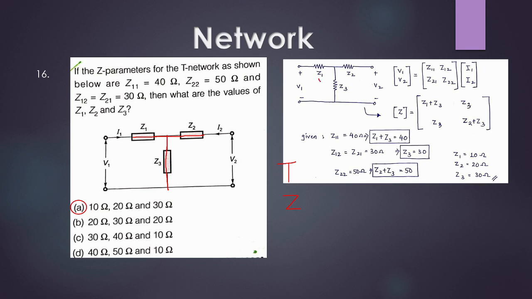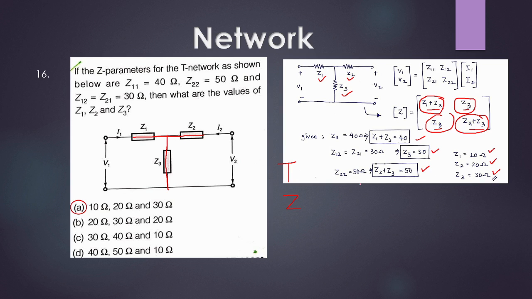If Z1, Z2 and Z3 are given, then we write V1, V2 equal to the matrix Z11, Z12, Z21, Z22 times I1, I2. We express Z11 as Z1 plus Z3, Z12 as Z3, Z21 as Z3 and Z22 as Z2 plus Z3. In the question these values are given, and we need to calculate the original values of Z1, Z2 and Z3. Given Z11 equal to 40, so Z1 plus Z3 equal to 40, Z3 is equal to 30, and Z2 plus Z3 is equal to 50. By observing this we can say Z1 equal to 10, Z2 is equal to 20, Z3 is equal to 30.